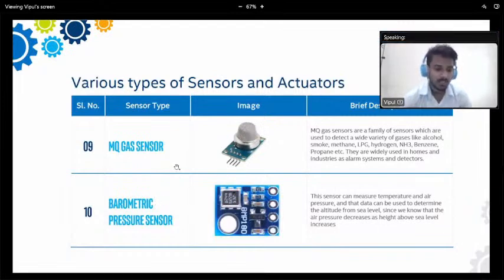Similarly, next is a barometric pressure sensor. What is this sensor? The sensor can measure the temperature and air pressure. Air pressure is nothing but atmospheric pressure. This sensor is useful to measure the atmospheric pressure, and that data can be used to determine the altitude above sea level, since we know that the air pressure decreases as the height above sea level increases.